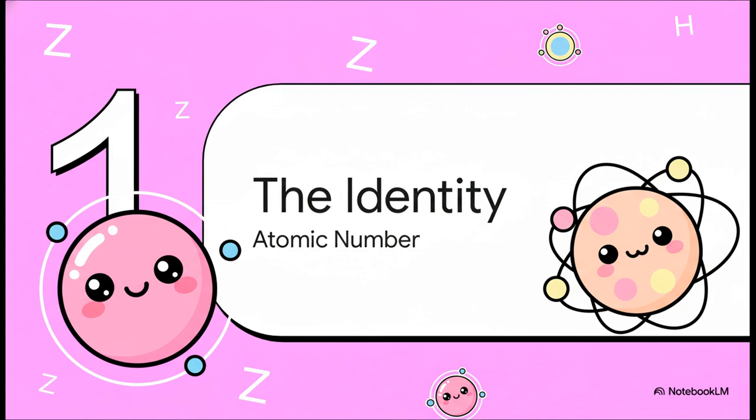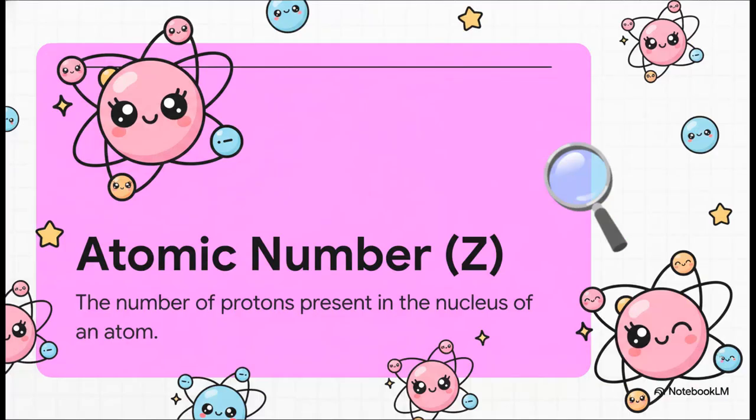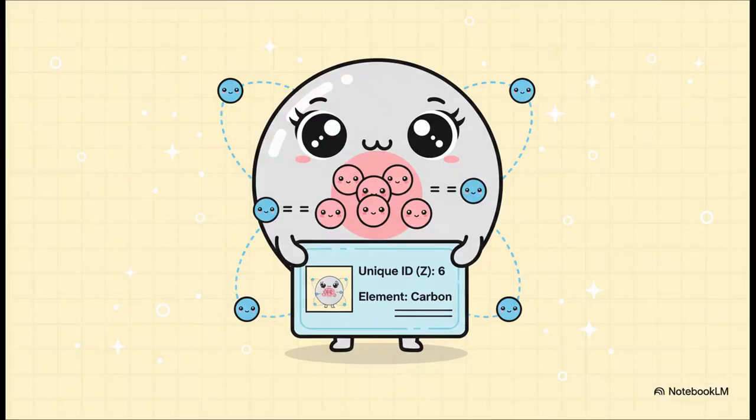Okay, first up is the big one, the number that defines what an element is, its identity. We're talking about the atomic number. So what is it? Honestly, it's super simple. The atomic number, which we label with a Z, is just the count of how many protons are crammed into the center of an atom, into its nucleus. That's it. Think of this number like a social security number for an atom. It is absolutely unique, and it tells you exactly what element you're dealing with. No two elements share the same one.